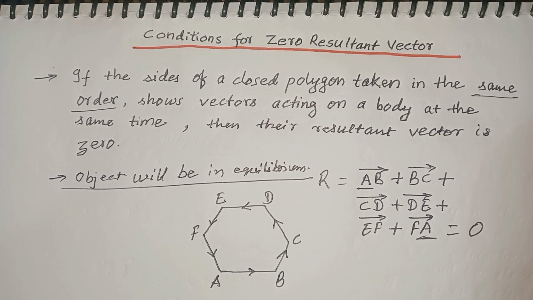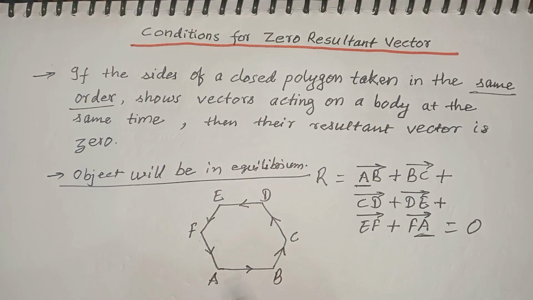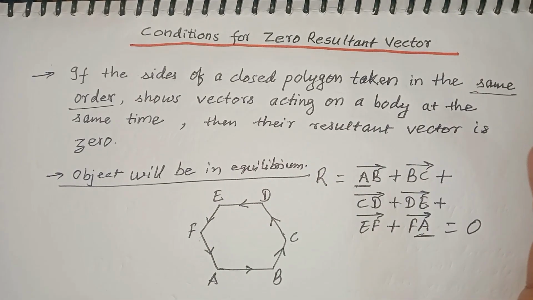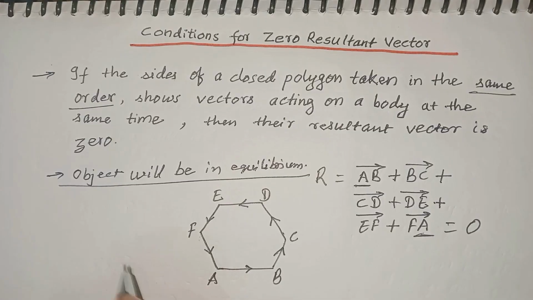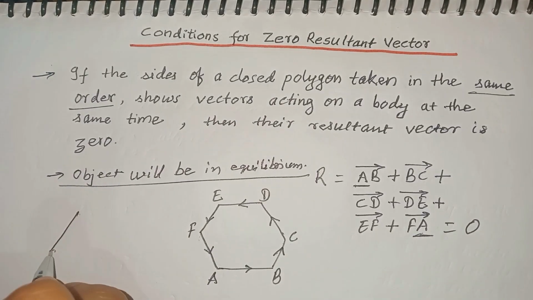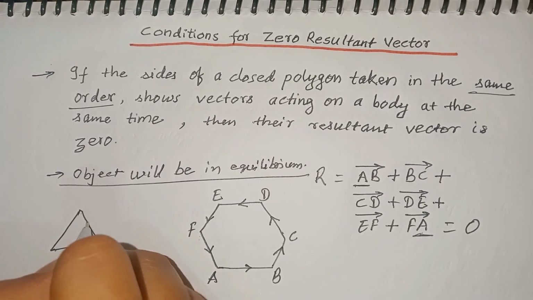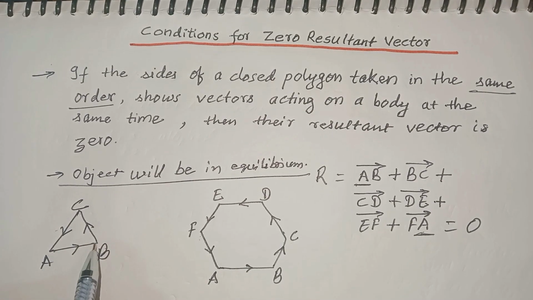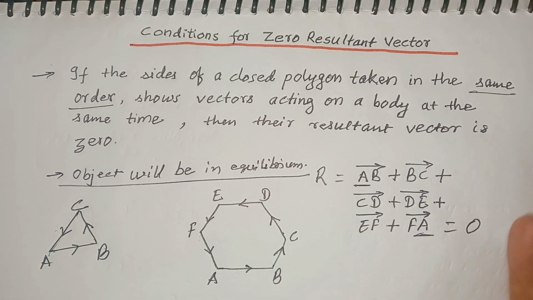When the resultant vector is 0, the object will be in equilibrium. It is obvious, okay. So we should see the pattern. Let me give you one example of a different pattern. Suppose it is a triangle. The vectors are acting in the same manner, that is anti-clockwise. This is AB plus BC plus CA. The vector sum will be 0.